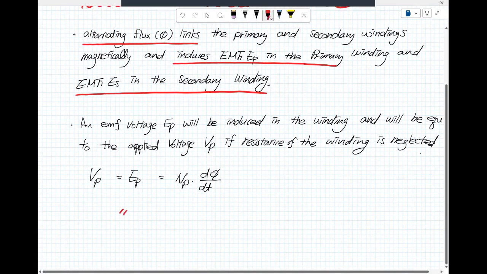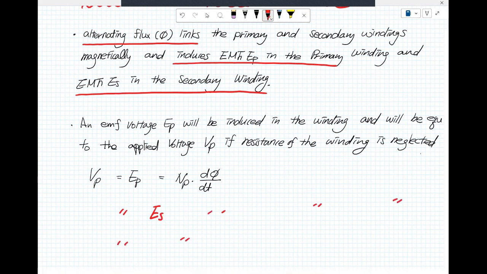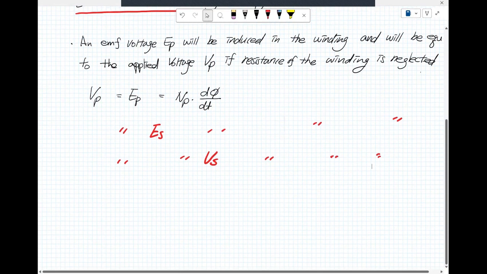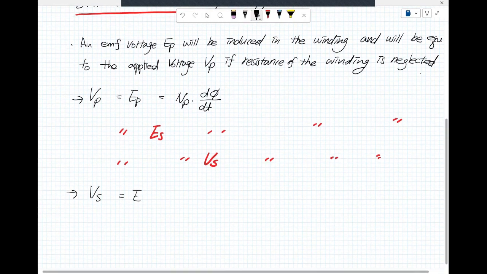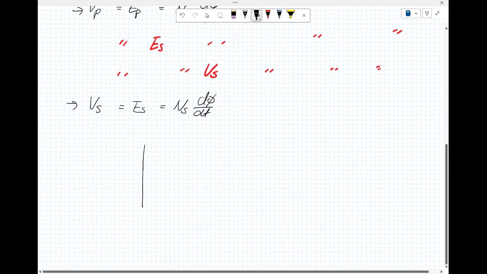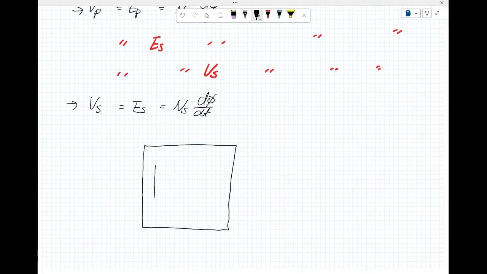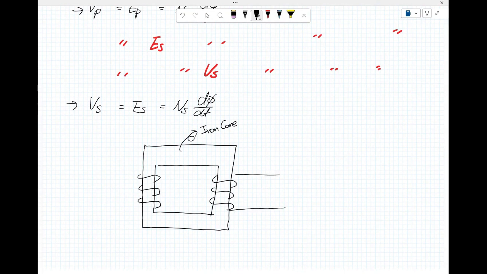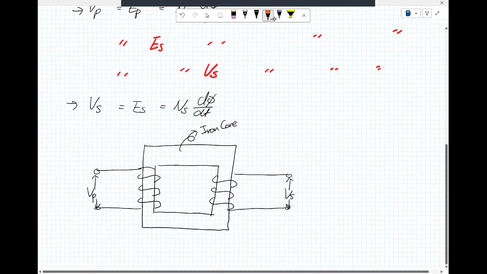Same thing for E sub S. It was for E sub S. So the drawing here, already, that was, we assume that the iron core, and this is I sub P. This is V sub S.